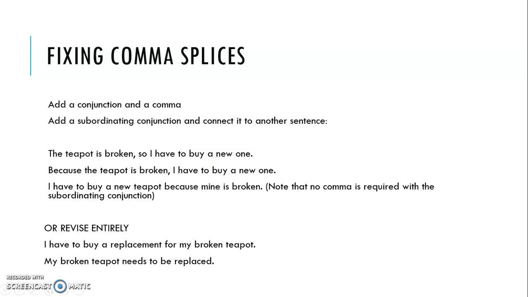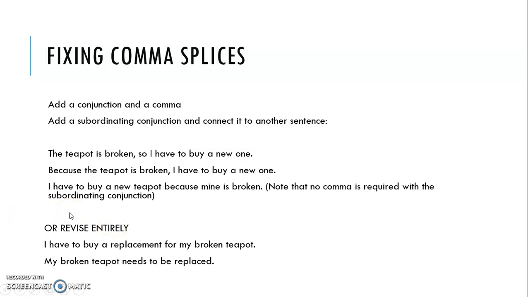So here's how to fix it. Most of the time you just fix it by adding a conjunction and a comma. Sometimes you can fix it by adding a subordinating conjunction and connecting it to another sentence. Most commonly you'll say the teapot is broken, comma, so I have to buy a new one. By doing this, you've added steel. You can also try making one a dependent clause. Because the teapot is broken, I have to buy a new one. Or I have to buy a new teapot because mine is broken. And note again that no comma is required when the subordinating conjunction is after.